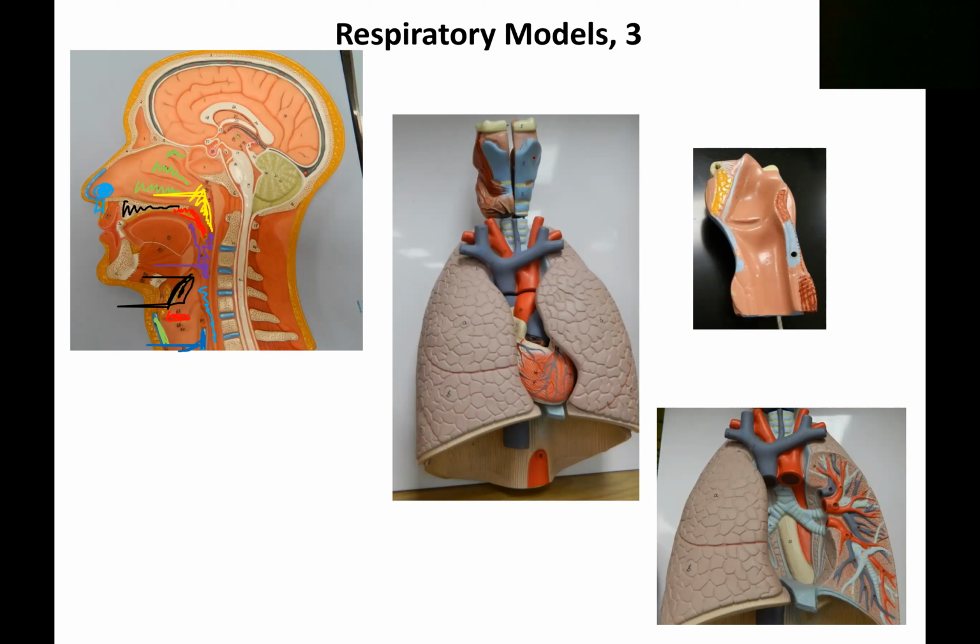Okay, so thyroid cartilage, cricoid cartilage, trachea, superior lobe of the right lung, medial lobe of the right lung, inferior lobe of the right lung, superior lobe of the left lung, and all of this would be the diaphragm.